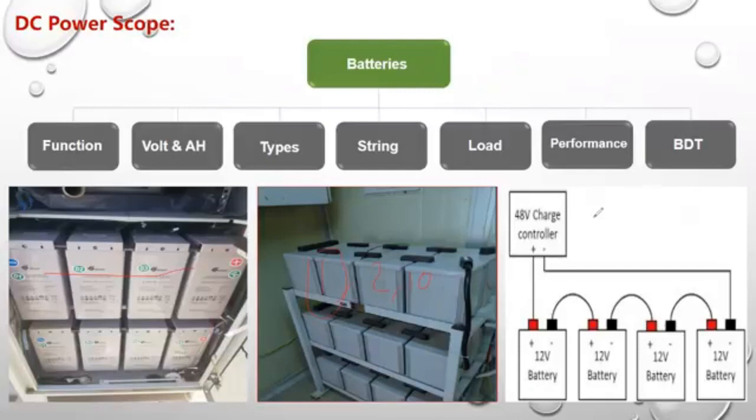Now, the second thing is the charge and discharge rates. If the batteries are continuously charged without electricity being turned off for, let's say, a year or two, then unfortunately these batteries get damaged. And if the batteries are in charge for a long period of time, the batteries also get damaged.